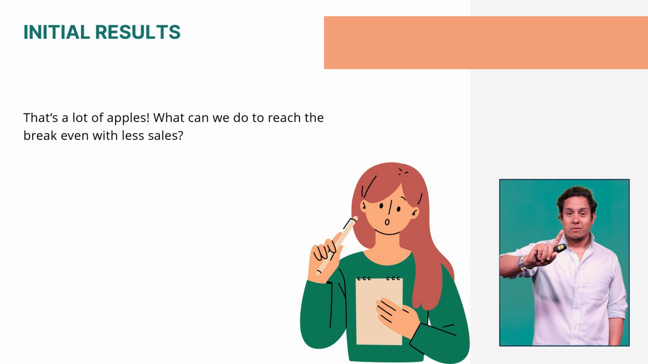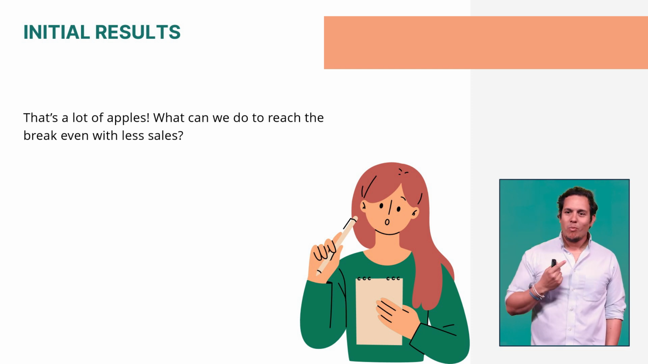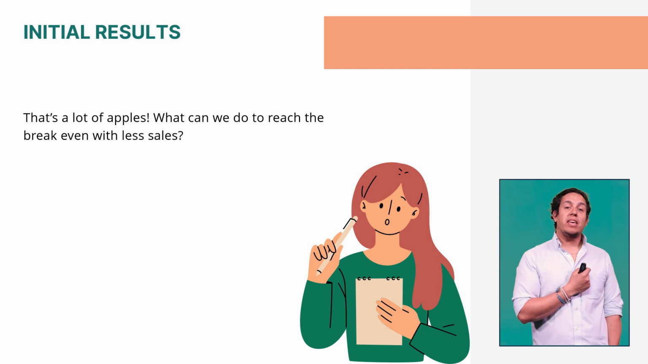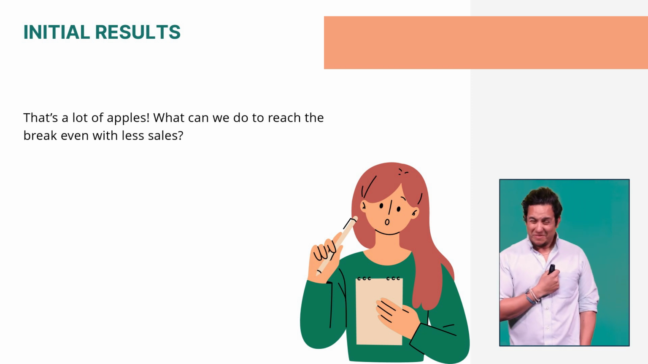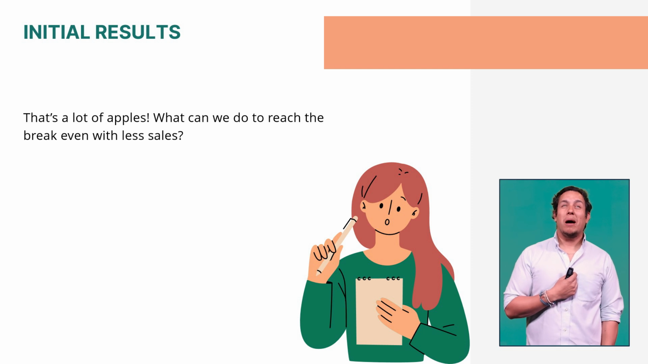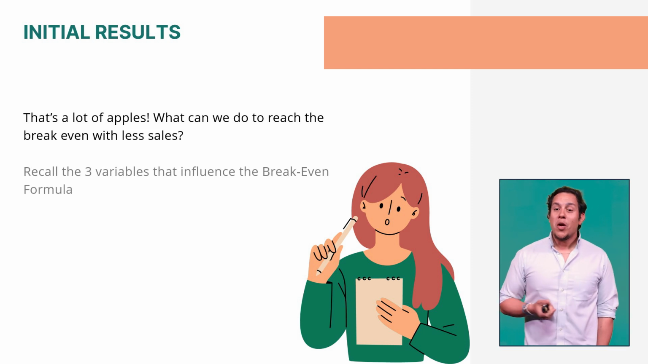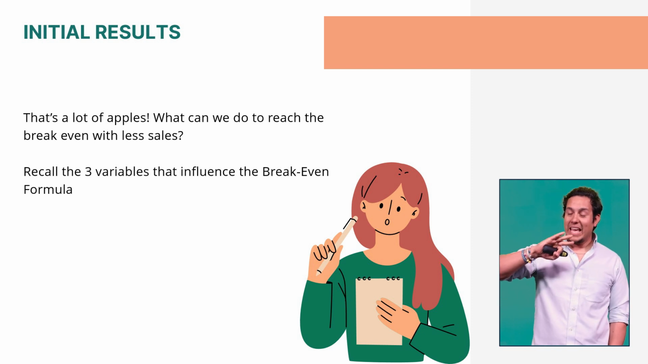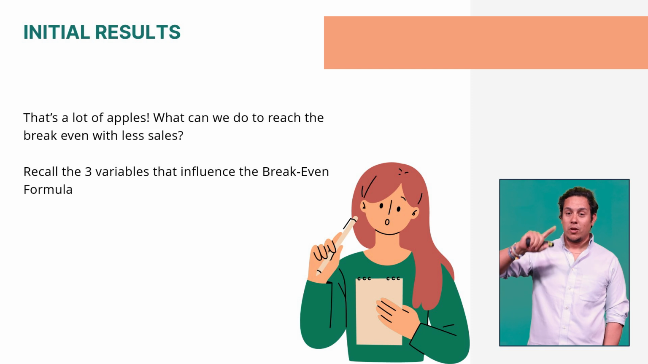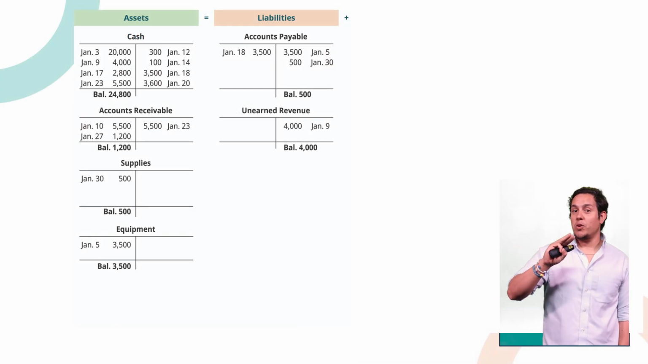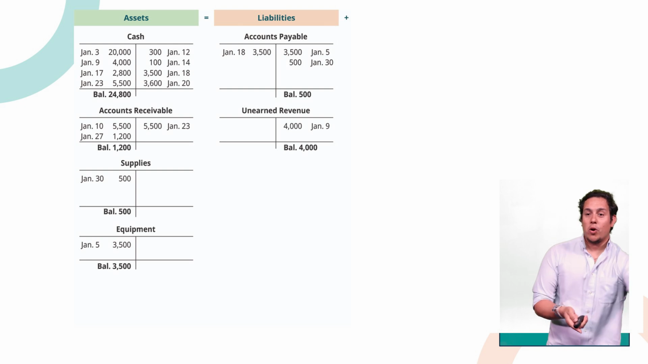A natural question should come to you and say, is there anything I can do to reach the break-even point with less sales, perhaps? 50,000 apples is a lot of apples to sell a month, mind you. Okay. Well, let's recall the three variables that we had initially that influence the break-even formula: unit price, fixed cost per unit, and then variable cost per unit.